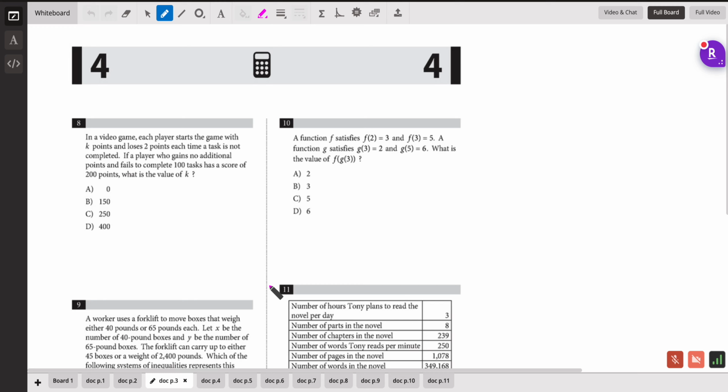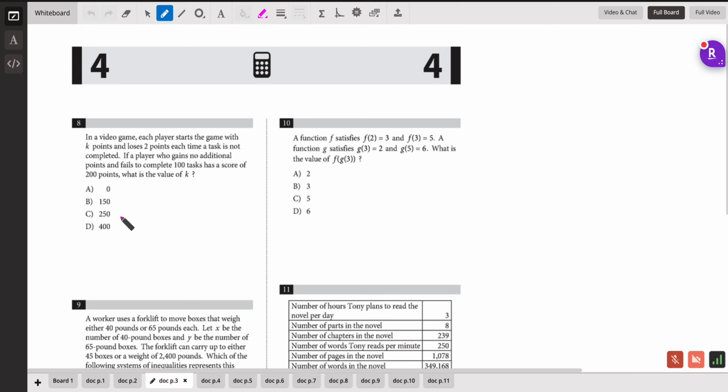Okay, so for this one, it was a little bit confusing because we have K points and then they lose 2 points each time a task is not completed. And if you had 200 points and you fail to complete 100 tasks, what is the value of K? You could set up an equation for this, but I knew that it had to be a big number here.